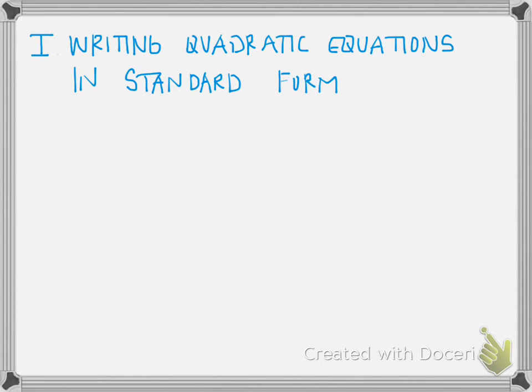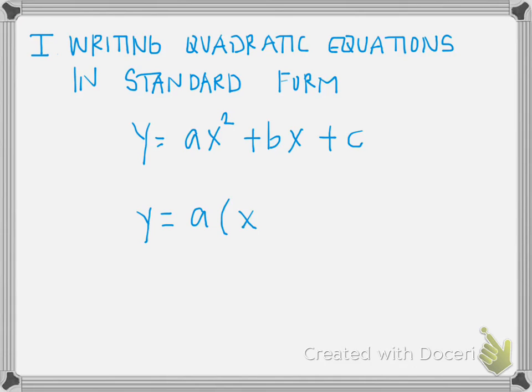Good morning. So today we're going to start talking about writing quadratic equations in standard form. Okay, a quadratic in standard form is in the form ax squared plus bx plus c. So this is standard form for a quadratic equation. Okay, so sometimes you may see it like this. Okay, and this form right here is called a vertex form.